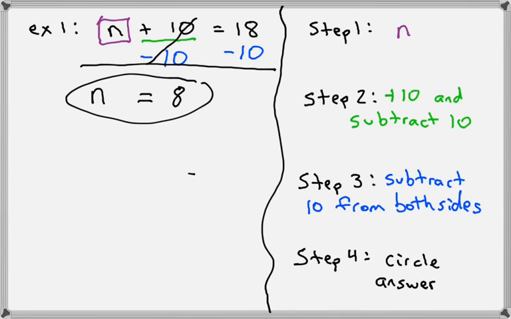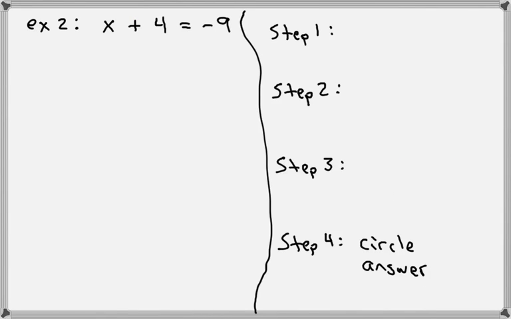Let's look at another example. Here we have x plus 4 is equal to negative 10. What am I trying to solve for? I'm trying to solve for x. What is preventing it from being by itself? That plus 4. What is the opposite of plus? Subtract. So we need to subtract 4.